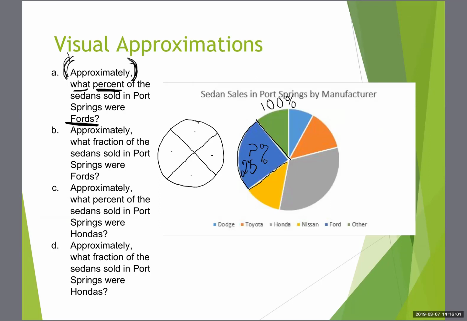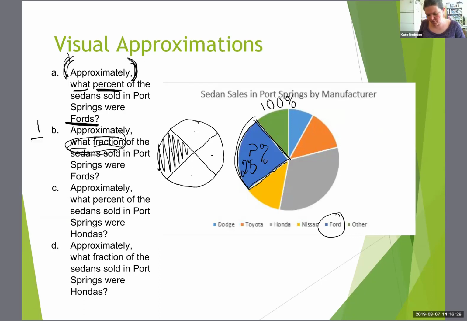Now, look how I change it on B because I'm a brat. B says approximately what fraction of the sedans sold in Port Springs were Fords? I'm still looking at the Fords, so I'm still looking at the dark blue piece. But now I want it in fraction form. Help me, guys. What fraction of the graph is that? 1/4. Exactly. Is anybody mad at me yet? No. Okay, so pretty simple skill, one I want to build. So let's go ahead and do it a couple times more.